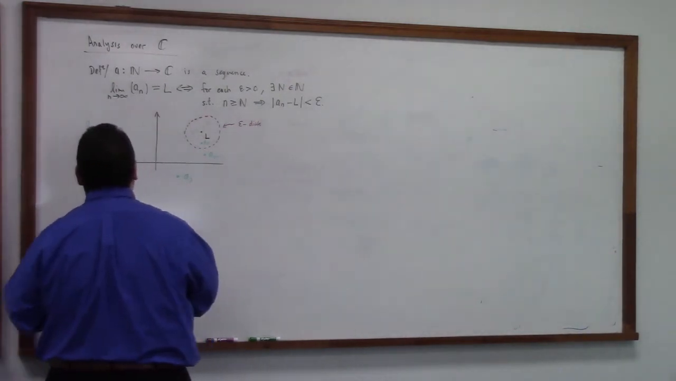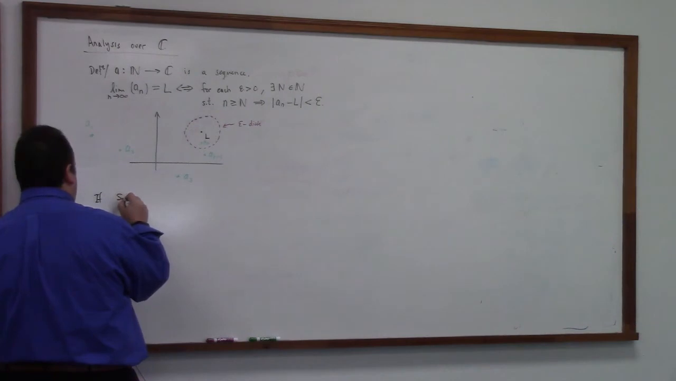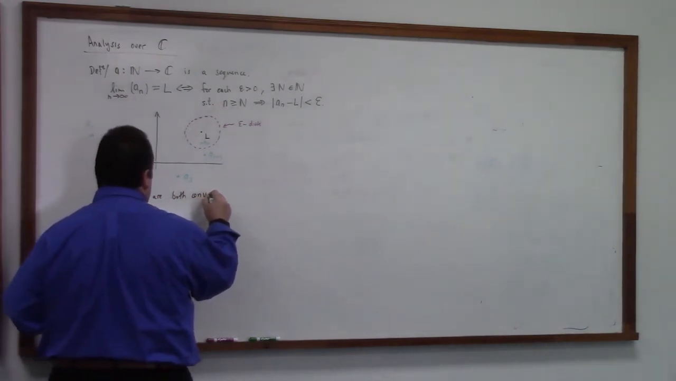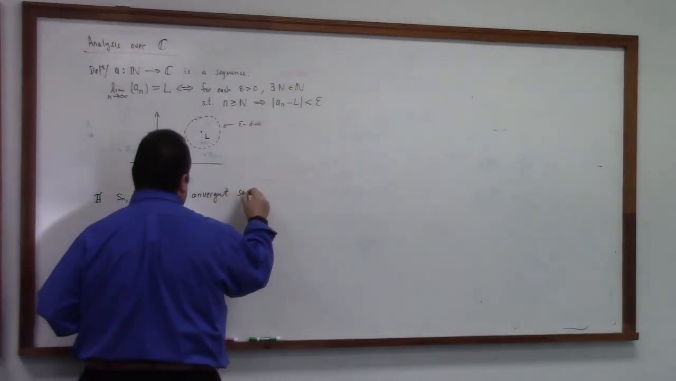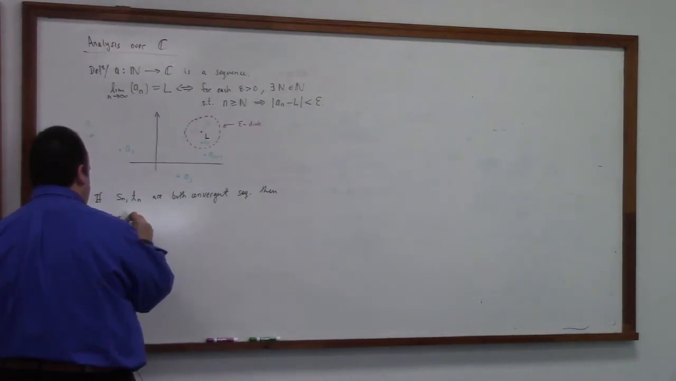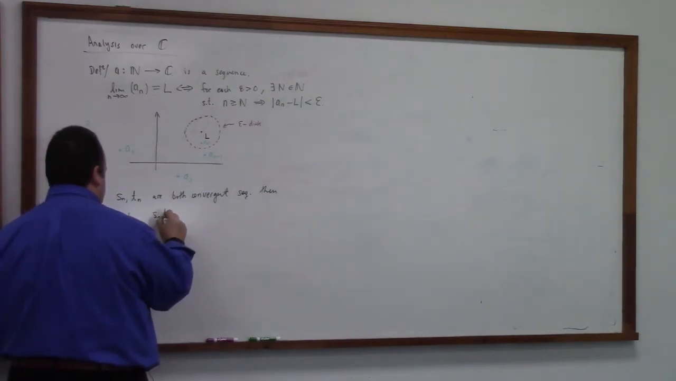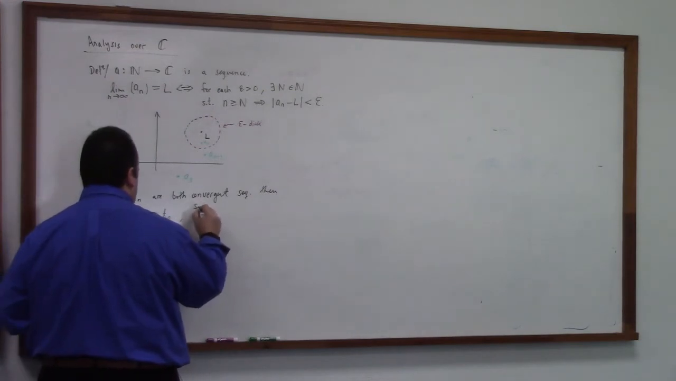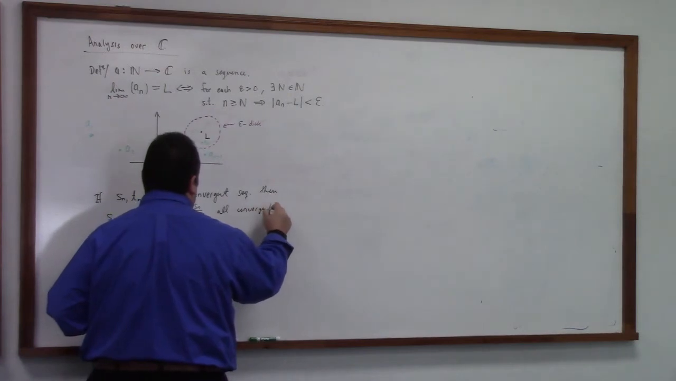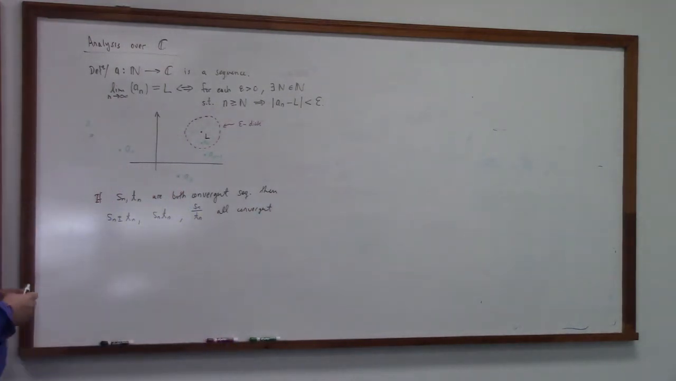And if S sub n and T sub n are both convergent sequences, then you have S sub n plus or minus T sub n, S sub n times T sub n, and S sub n over T sub n, all convergent. Although, of course, for the quotient I'm assuming that the T sub n's are all non-zero for it to be well-defined.